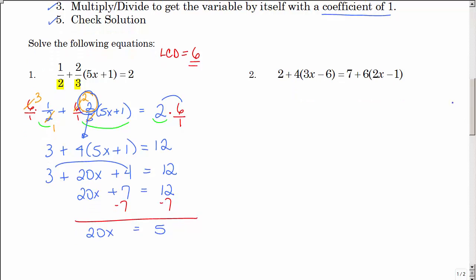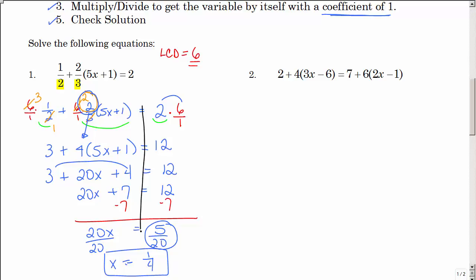I still need that coefficient of 1, so I'm going to divide by 20. And I'm going to reduce my fraction, and that's 1/4. Okay. So going back to the very first lesson, you want to keep your equal signs all lined up. This part's kind of new, so we're going to be very careful about that. But 1/4 is our answer.